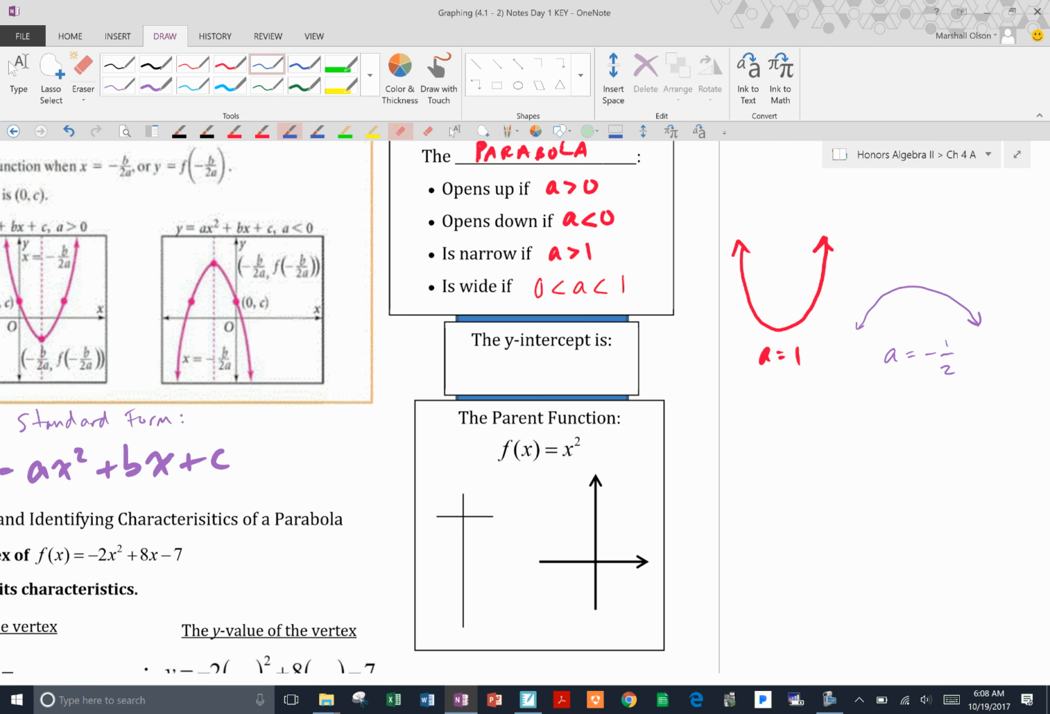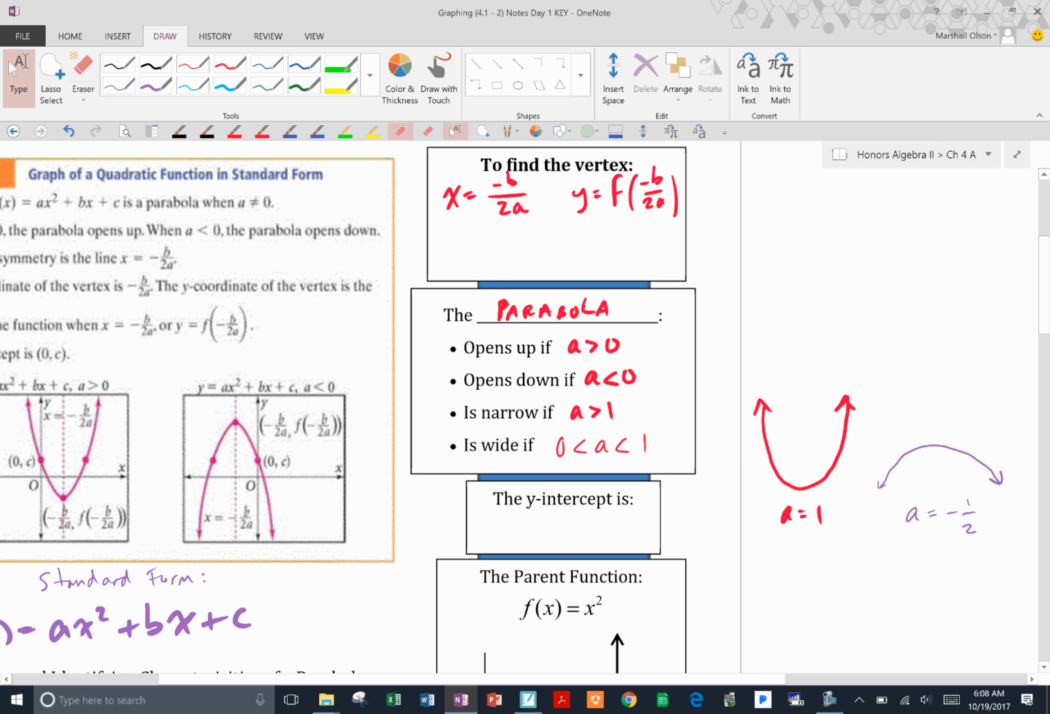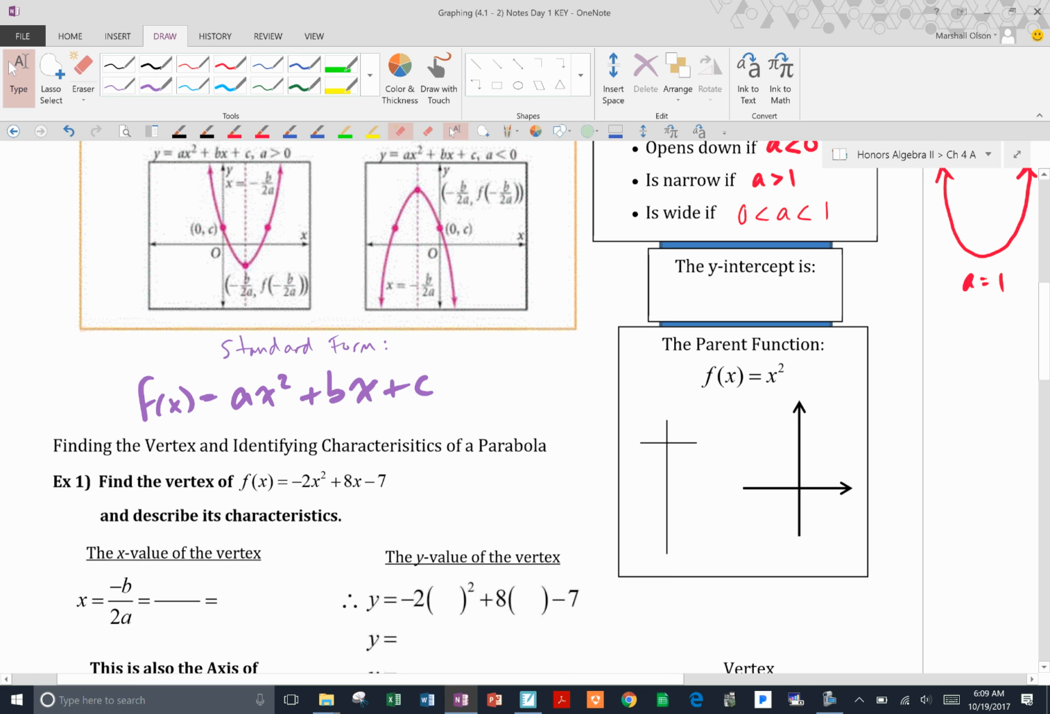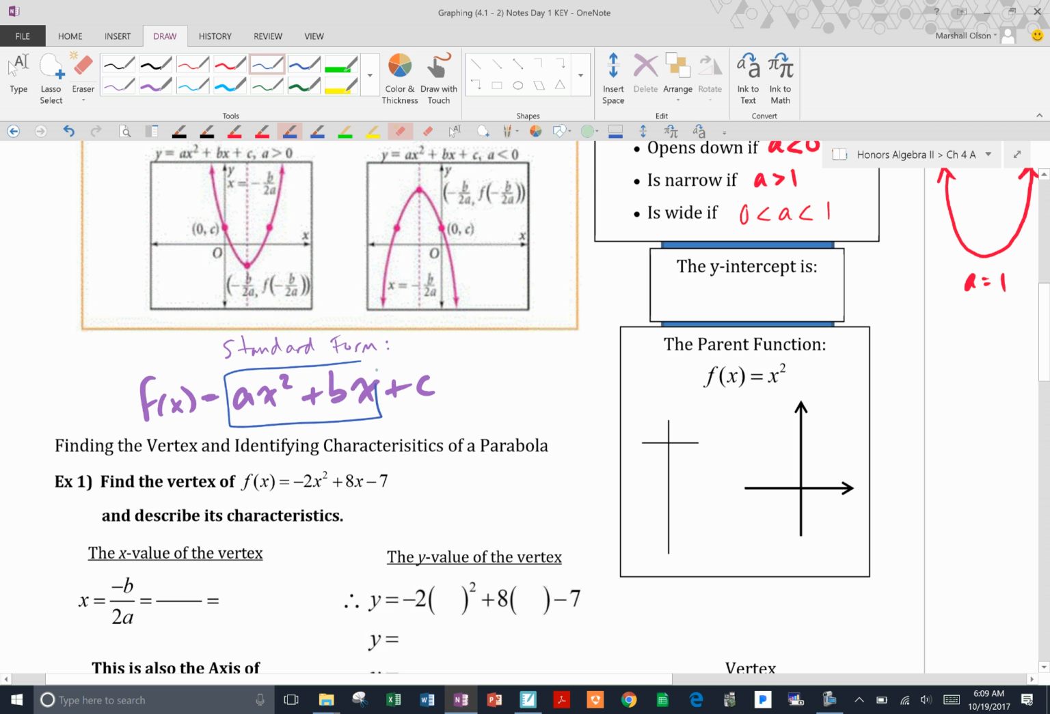All right, the y-intercept of the graph. Remember, the y-intercept comes from if you put 0 in for x. So if you put 0 in for x, those two terms go away, and our y-intercept is the c value.